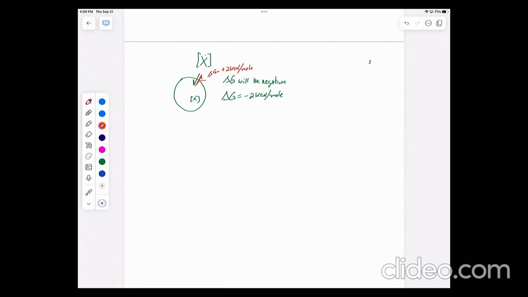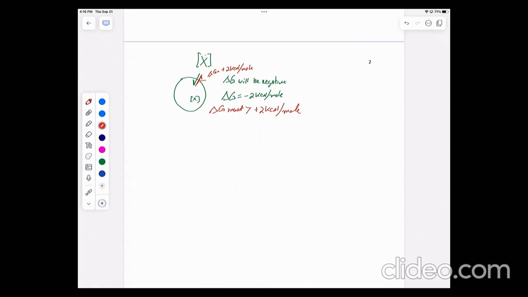So then the next question is, okay, how much energy in the system, in terms of pressing on the X's, would it take for me to start moving the X's from inside the cell to outside the cell? Well, again, I think the answer is fairly straightforward. Delta G must be greater than plus 2 kilocalories per mole. Okay?